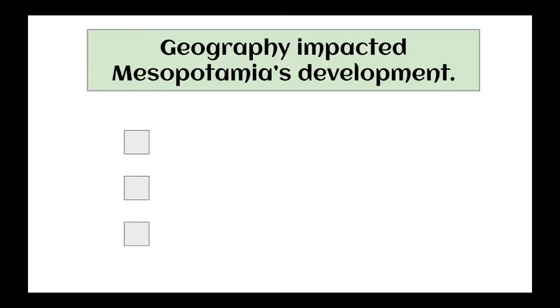If we take all the information I just talked about and all the information that we read from yesterday, we can sum up that first section in the sentence that geography impacted Mesopotamia's development. Now, the next step is for you to come up with 3 or 4 supporting details. How did the geography of Mesopotamia and the Fertile Crescent influence or impact its development?